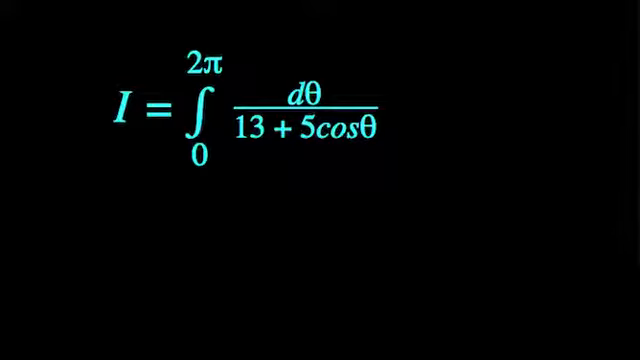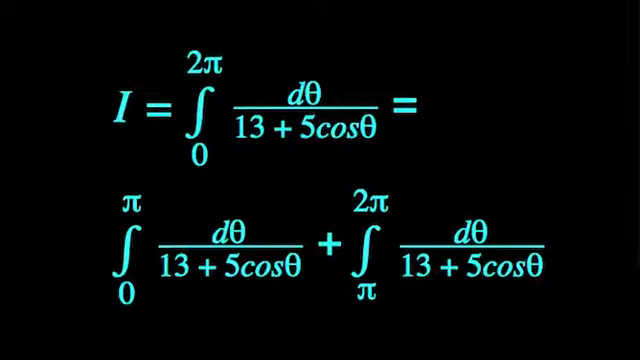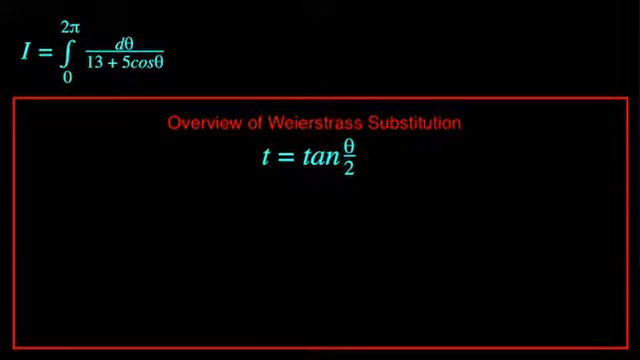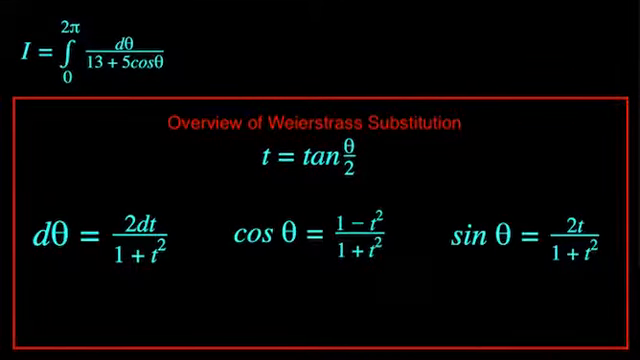Right from the get-go, we need to take these bounds of integration from 0 to 2 pi and split them into two parts. We'll come back to this expression later, but I wanted to make sure that was stated at the outset. Through the miracle of calculus, algebra, and trigonometry, we get the following expressions for d theta, cosine theta, and sine theta. In case it wasn't obvious, we won't be needing the expression for sine theta this time around.